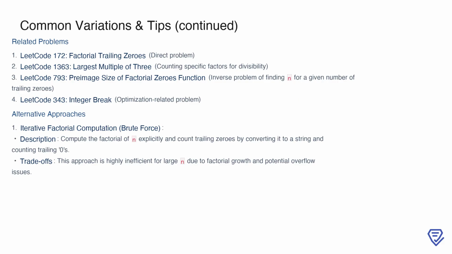Now, let's touch on alternative approaches. One approach is to explicitly compute the factorial of n and then count the trailing zeros by converting it to a string and counting the trailing zeros. However, this brute force method is highly inefficient for large n due to the rapid growth of factorials and potential overflow issues, making it impractical for most scenarios.